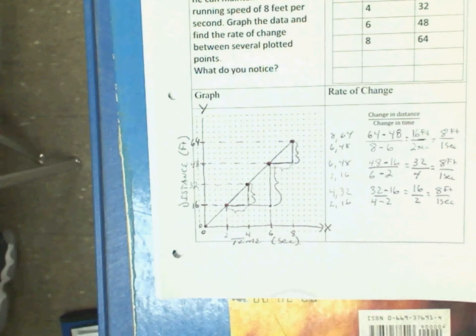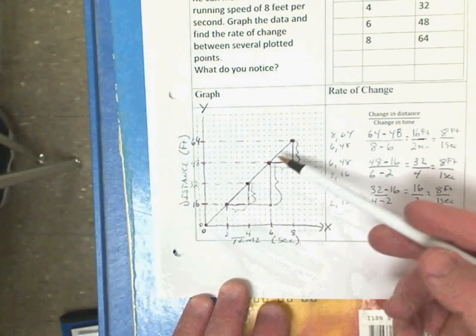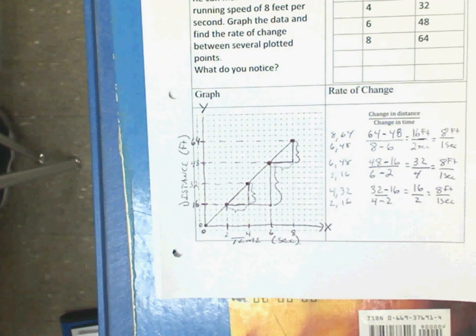What do you notice about all these rates of change? Mr. Katie? They're all 8 feet. They're all 8 feet over 1. They're all the same, right? That's a constant rate of change. Another name for constant rate of change is slope. This is what slope's all about. Slope is, if you have a constant rate of change, that's called slope. And that's how we go about finding the slope of this line. That's exactly what you've done, right? We've graphed it. You've got the slope of the line.